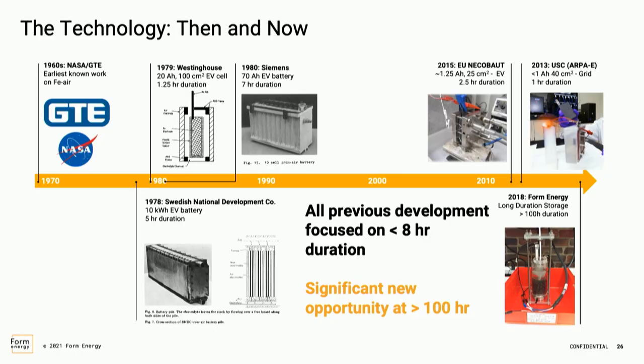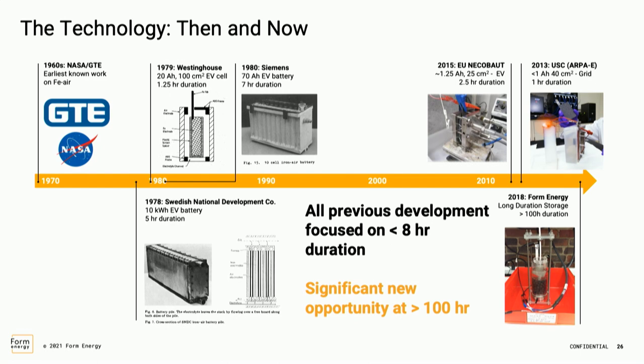Iron air is not, we didn't invent iron air batteries. Iron air batteries have actually been around since the 60s. So the first work was done by GTE under contract from NASA. I still don't understand why somebody thought it was a good idea to put a really heavy iron air battery in a satellite. But nevertheless, that was the first work. There was a round of developing iron air batteries for vehicles, also not a good idea.